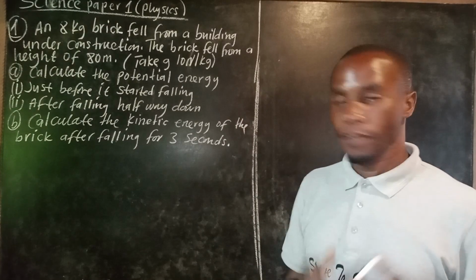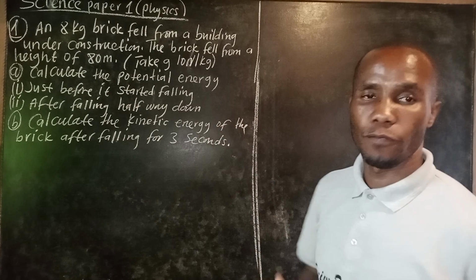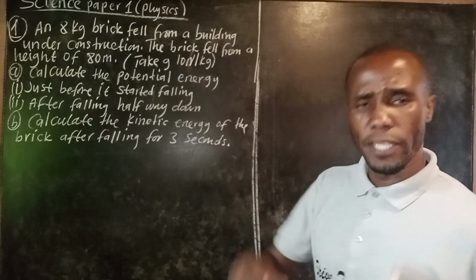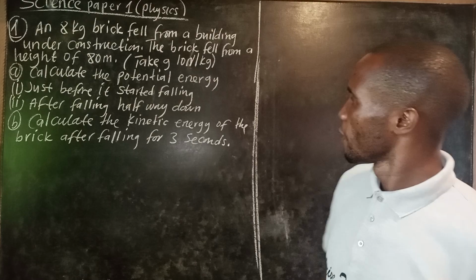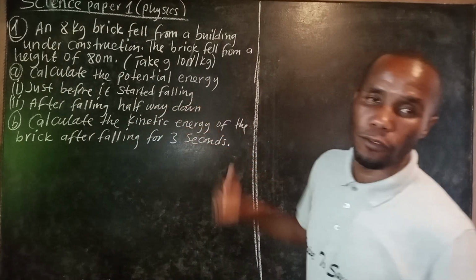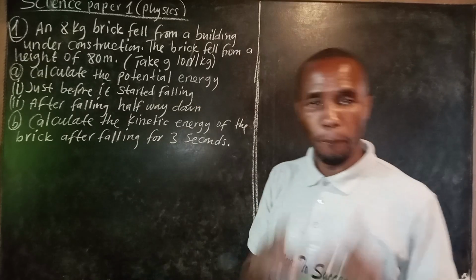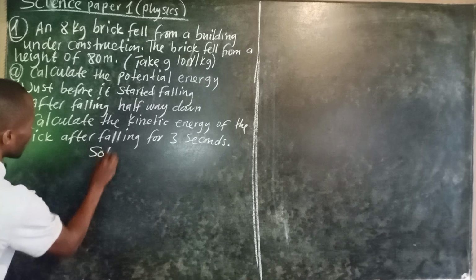So remember, the first thing is you have to understand the question. Then second, this is physics, full of formulas, so you need to master the formulas. So let's start with the first one. They are saying just before it started falling. So the first thing that you are supposed to do is to introduce the formula for potential energy.